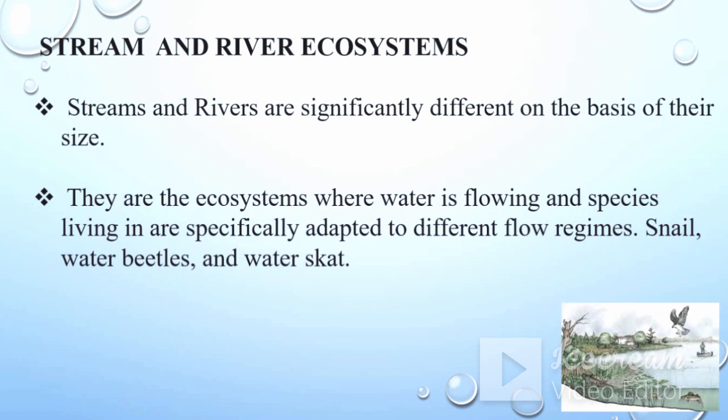Next, stream and river ecosystems. Streams and rivers are significantly different on the basis of their size. They are the ecosystems where water is flowing, and the species living in them are specifically adapted to different flow regimes. Species like snails, water beetles, and water striders are found in stream and river ecosystems.